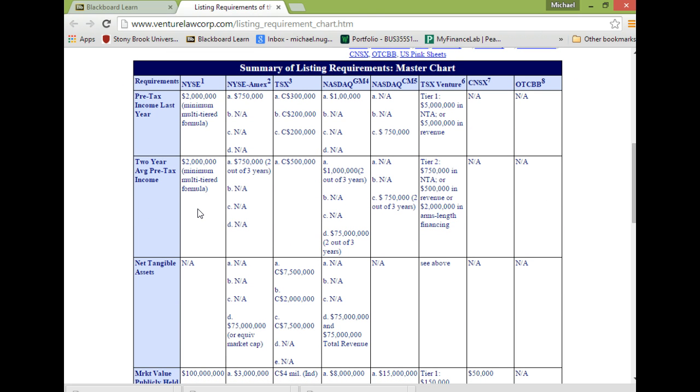And I don't think you can see this, but for the New York Stock Exchange, you have to have a 2-year average pre-tax income of $2 million as a minimum. The Nasdaq is $1 million. We're familiar with that. And then the Amex, the American Exchange, which is now part of the New York Stock Exchange, that's only $750,000 in pre-tax assets.